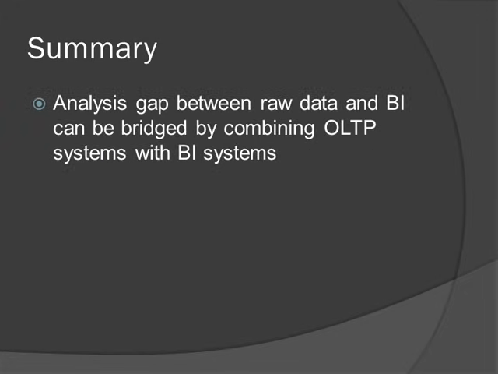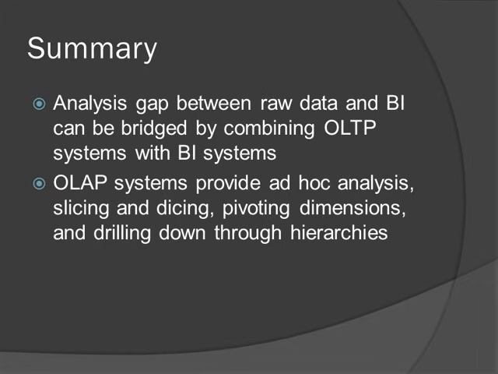We've seen that the gap between raw data and business information can be bridged through a series of processes that start with OLTP systems, where the data is collected, and end with BI systems, where the data is organized into dimensions, hierarchies, and measures for analysis. OLAP systems enable ad hoc analysis and on-the-fly construction of specialized reports by allowing users to slice and dice their data by different dimensions, pivoting rows and columns, and drilling down through hierarchies. These standard OLAP system capabilities allow users to quickly ask and answer questions and identify patterns and anomalies otherwise obscured by single-dimensional analysis.